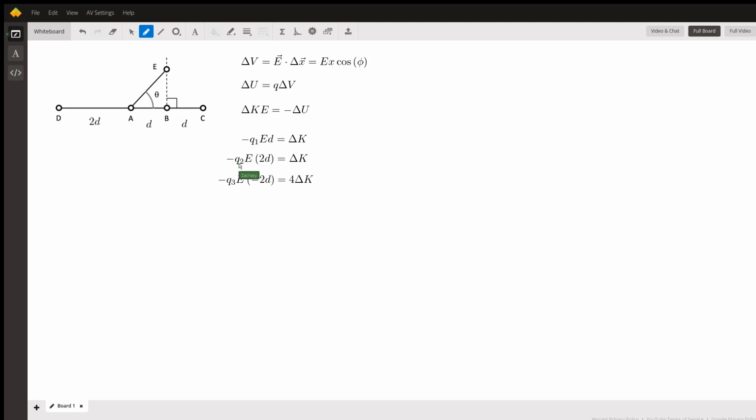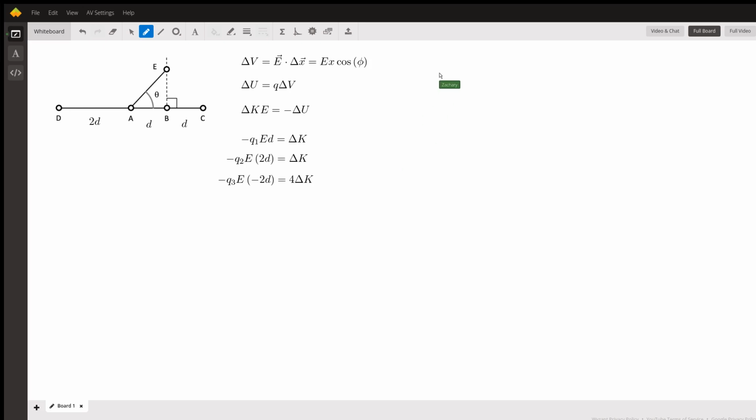And so we have negative Q2 times the uniform electric field times twice the distance from the first charge, equal to the same kinetic energy. They were given that they're both the same. And then for charge 3, it's a positive charge, so it moved to the left. And so it's negative Q3 times the electric field times negative 2D because it's going to the left. So the displacement direction actually does matter. And so this is equal to 4 delta K.